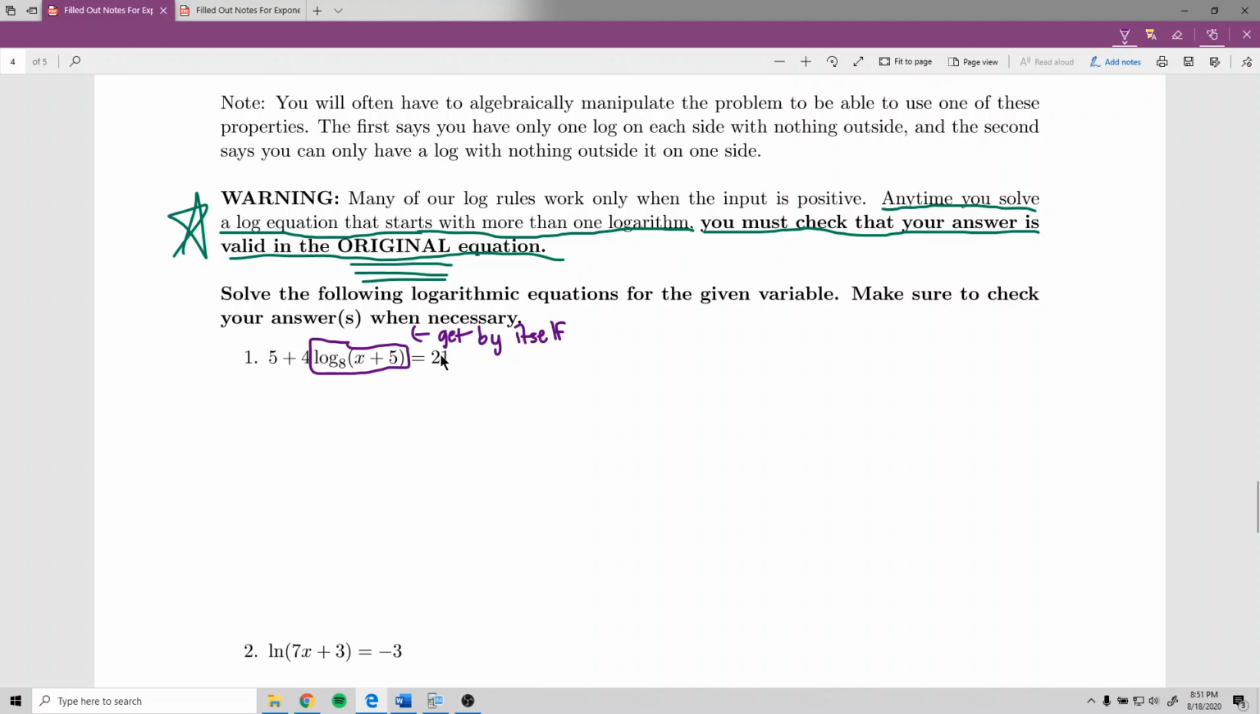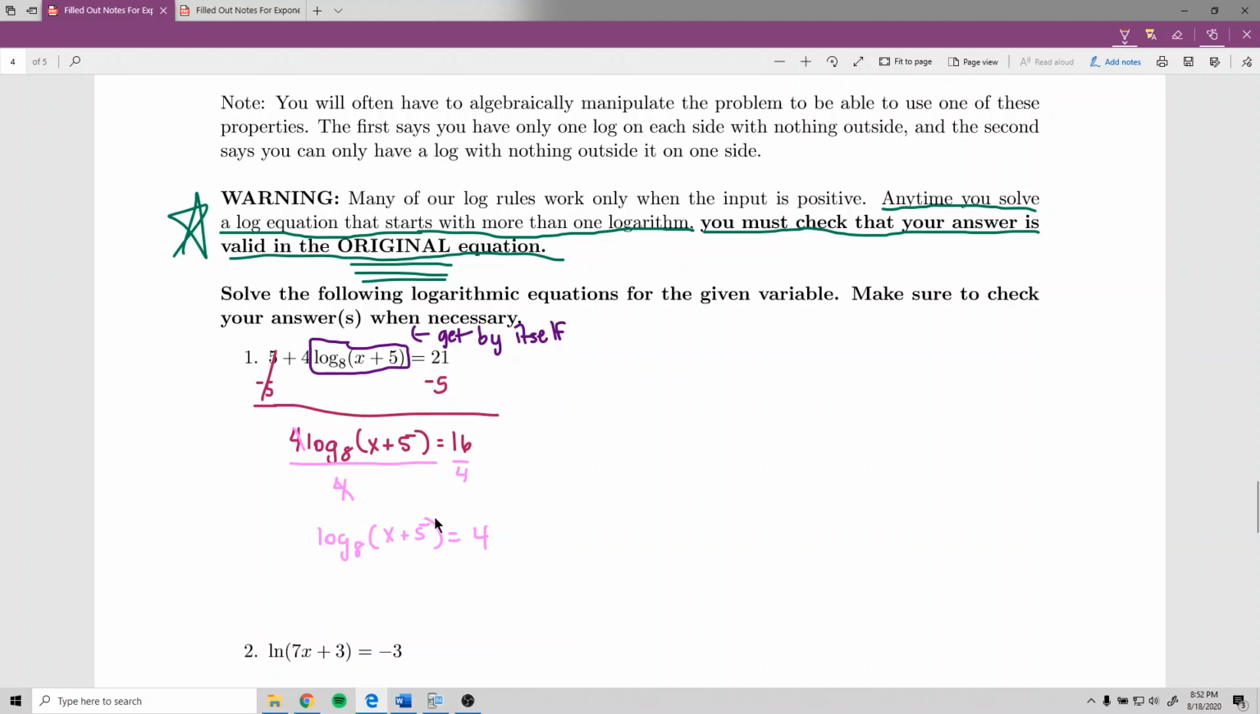And I want to start by thinking of this the same way I did the exponential stuff. If the entire inside of this was just x, how would you get x by itself? Well, you'd subtract that 5 off and divide by the 4. So we want to do it the same way. I want to subtract the 5 off. And we get 4 times log base 8 of x plus 5 equals 21 minus 5 is 16. And then we divide each side by the 4. All right, once again, thinking about if this was just x. We got log base 8 of x plus 5 equals 16 over 4. It simplifies to 4.